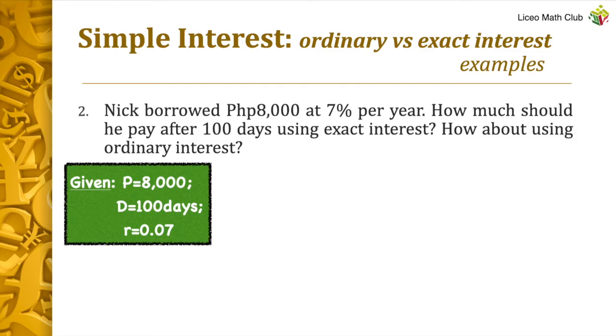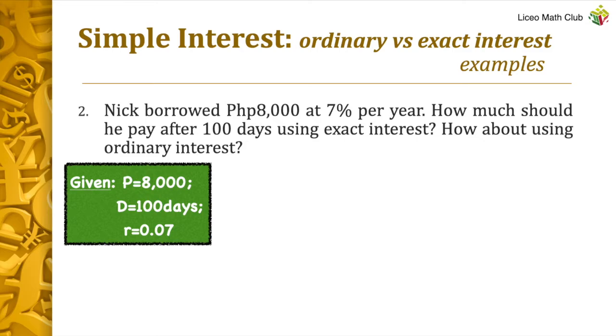So what is required here in number two? If we read the problem, Nick borrowed 8,000 pesos at 7% per year. How much should he pay after 100 days using exact interest? The statement here is, how much should he pay? We ask ourselves, is that only the interest? When you pay a loan, will you pay only the interest? Probably not. You're going to pay the interest plus your loan amount. Your loan amount, you need to pay that back, plus the additional interest. So what do we call the principal, your original loan amount, plus your interest? We call that your final amount.